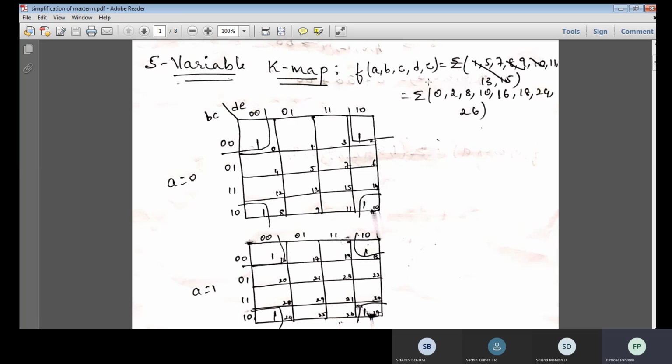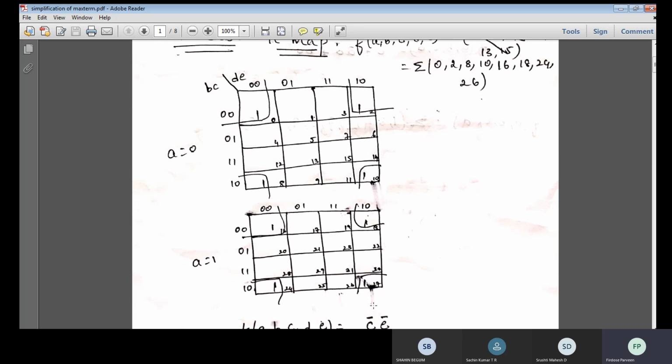So now they have given a problem. F of A, B, C, D, E is equal to summation 0, 2, 8, 10, 16, 18, 24, 26. So I will place 1 in the cell numbers 0, 2, 8, 10, 16, 18, 24 and 26. Why am I placing 1? Because it is a summation, that is, it is sigma. So now I'll be placing 1 here, 1 here, 1 here, 1 here. That is 0, 2, 8, 10. Next 16, 18, 24. This is 26.